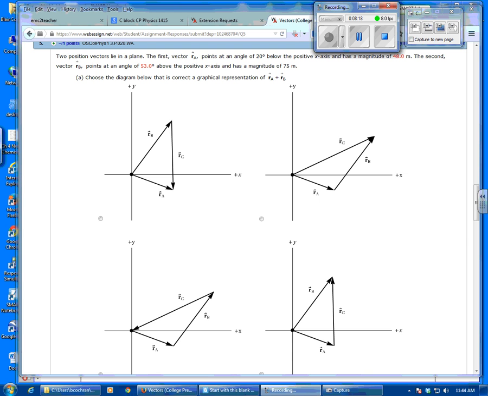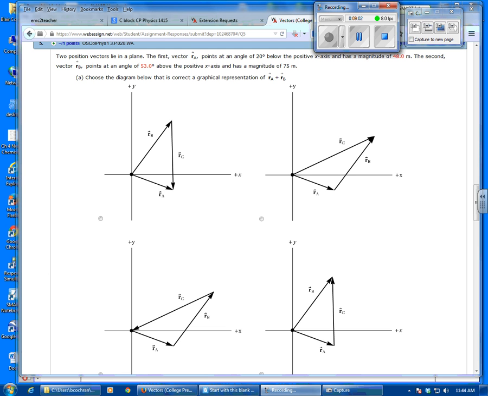Here we go. So number 5 here. Nicely, if I pick the right one on the first part here, then I have my Y already done for me. All I gotta do is copy it in there, right? So I'm looking for an RA vector that points below the positive x-axis. I'm looking through my 4 diagrams. They all point below the x-axis. Good. And then I'm looking for an RB vector that points above the positive x-axis. And they all do.